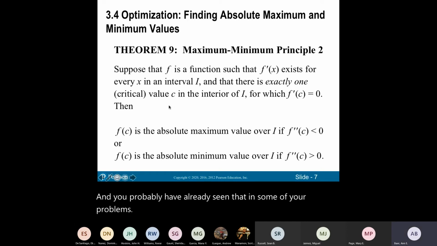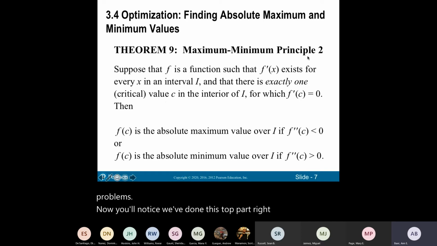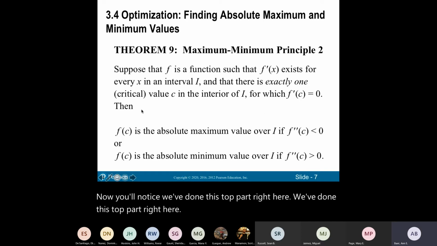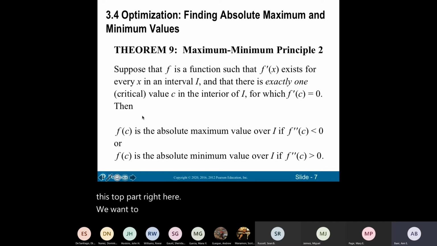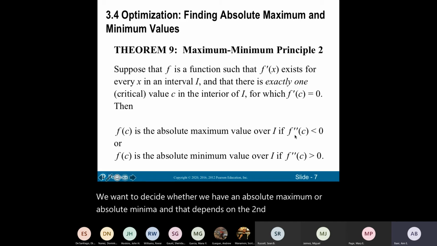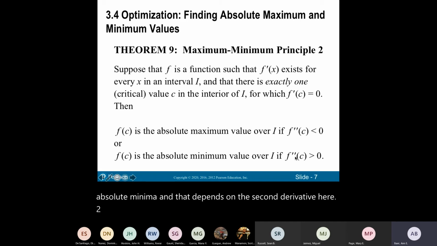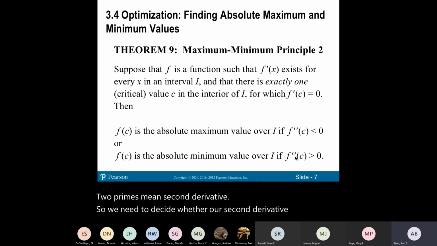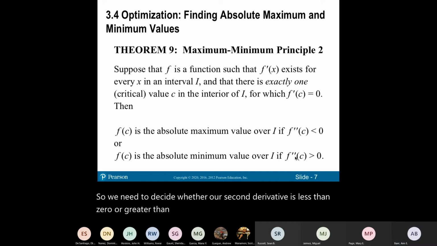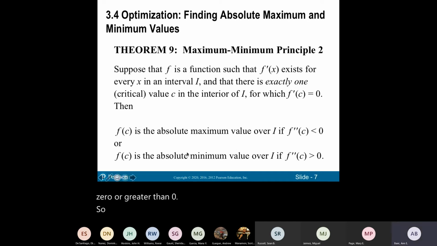Now you'll notice we've done this top part right here. We want to decide whether we have an absolute maximum or absolute minimum. And that depends on the second derivative here. 2 primes means second derivative. So we need to decide whether our second derivative is less than 0 or greater than 0. Let's go ahead and do that so you can see the process.